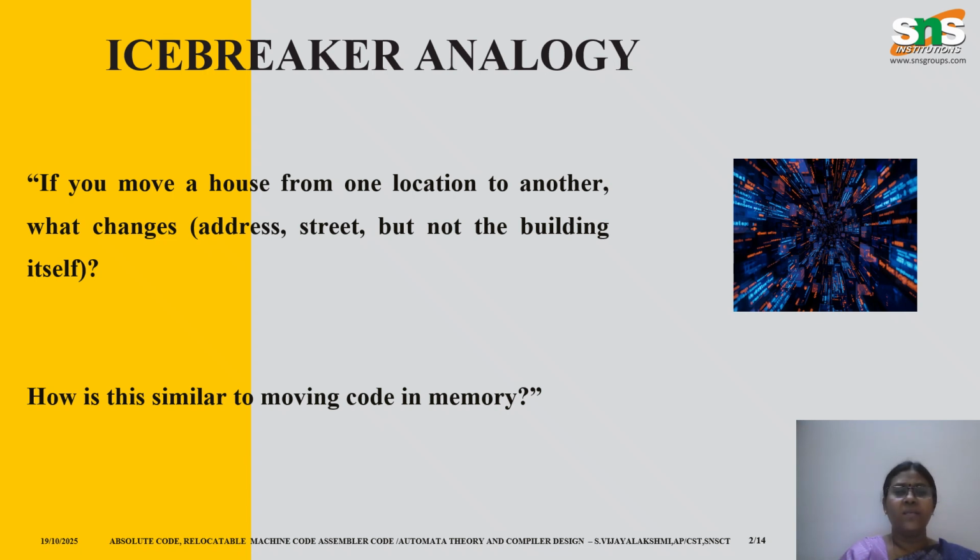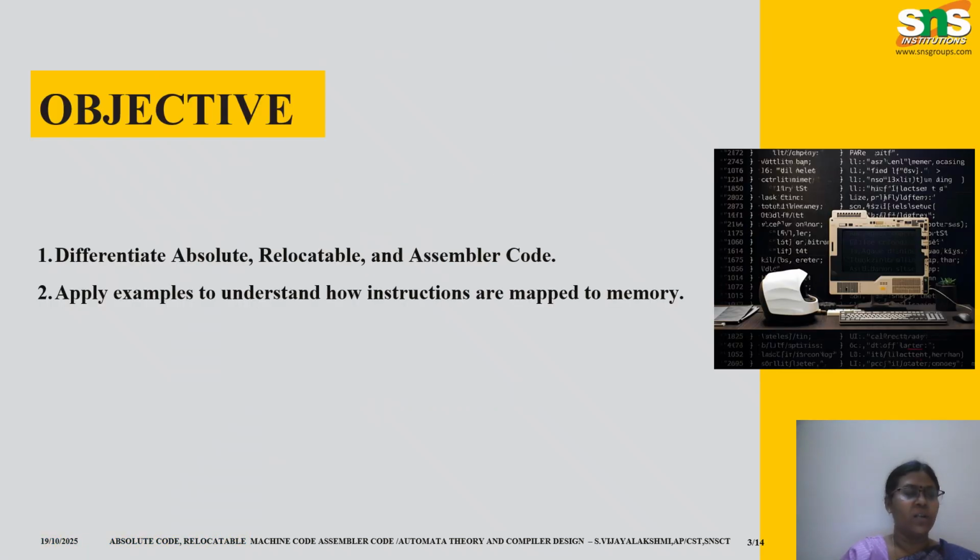Now, how is this similar to moving code in memory? We can think that if we move a computer program from one memory to another memory, it should still work the same way. That's exactly what we explore today: absolute code, relocatable code, and assembler code. The objective of this session is to differentiate between all these codes and also apply examples to understand how the instructions are mapped into the memory.